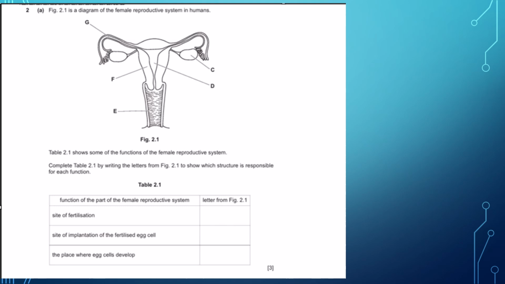This one here, again, we look at reproduction in humans, but unlike the male organs, we are now looking at the female organs. And here they ask about the site of fertilization, and this will be here, F.